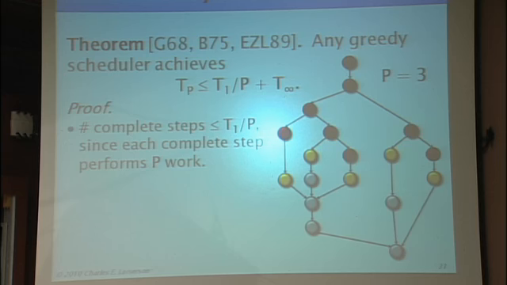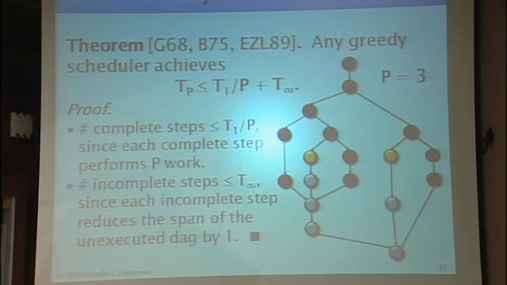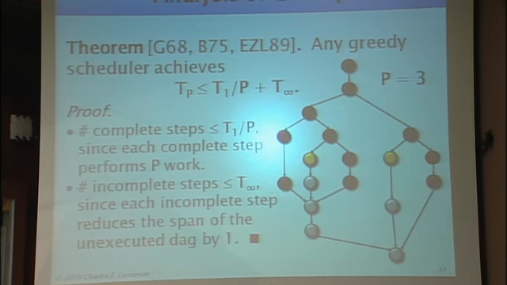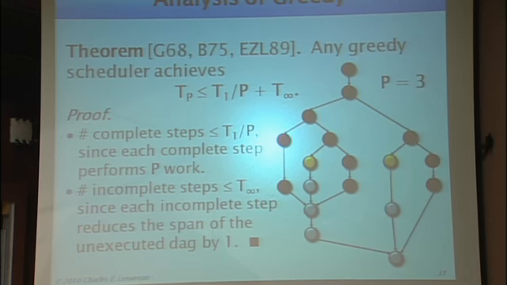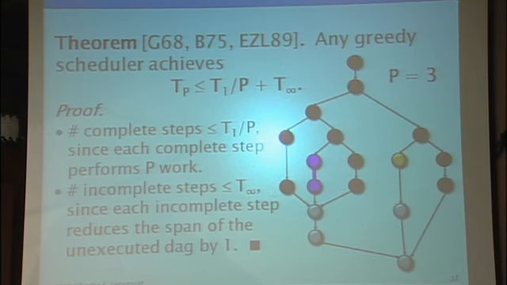People follow that? Okay. So the trickier part of the proof, which is not all that tricky, but a little bit trickier, is the other side. How many incomplete steps could I have? I claim that the number of incomplete steps is bounded by the critical path length, by the span. Why is that? Let's take a look at the part of the DAG that has yet to be executed, this gray part here. There's some span associated with that. In this case, it's this longest path.